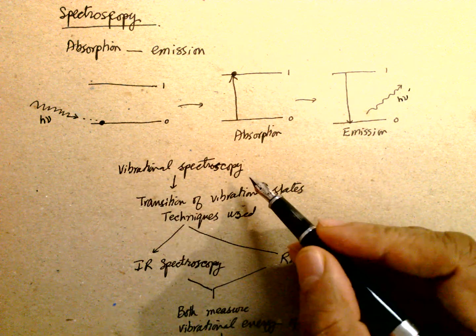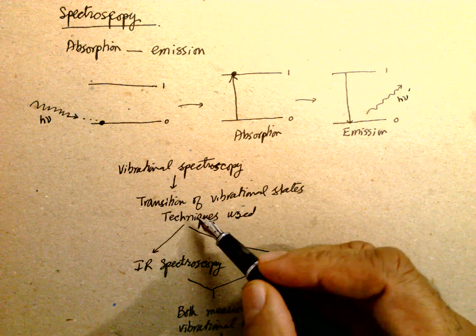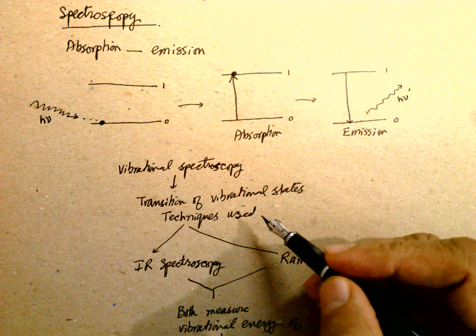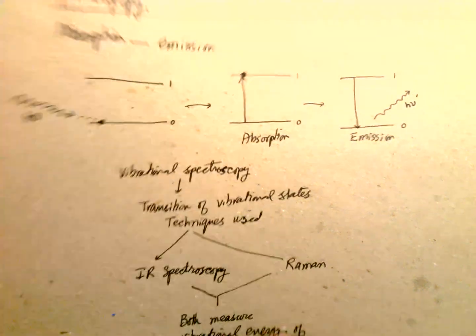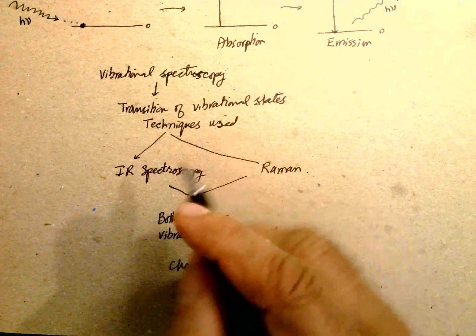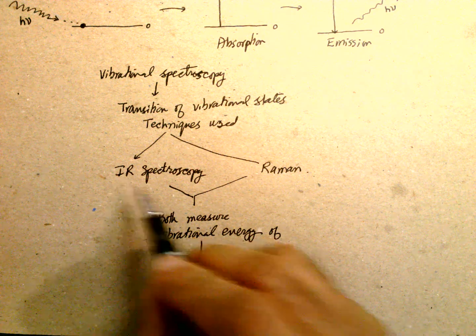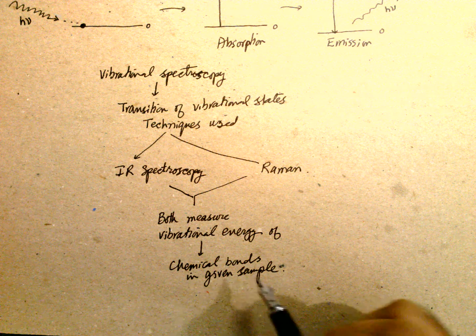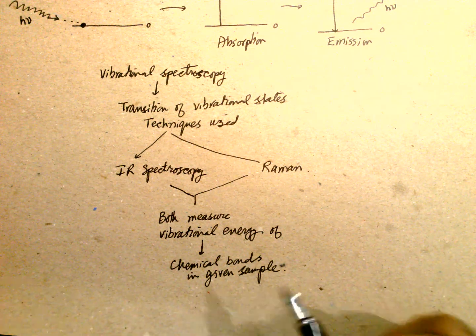So this is vibrational spectroscopy, the transition of a vibrational state. The techniques used to understand vibrational spectroscopy are IR (infrared) spectroscopy and Raman spectroscopy. Both measure the vibration energy of the chemical bonds in a given sample or target.